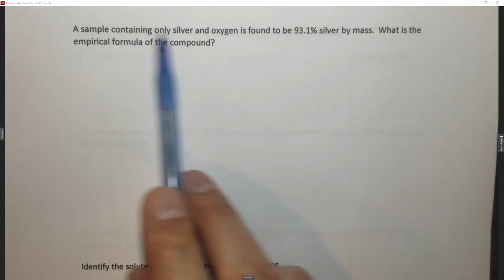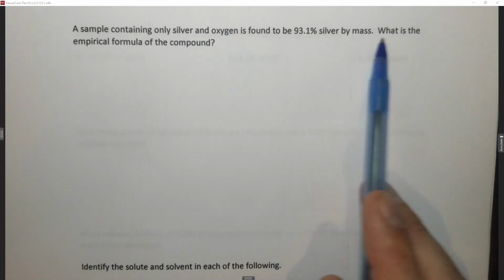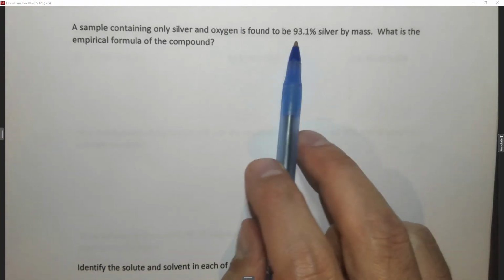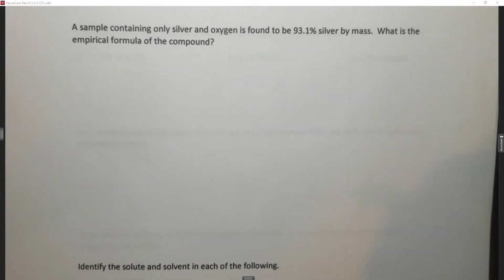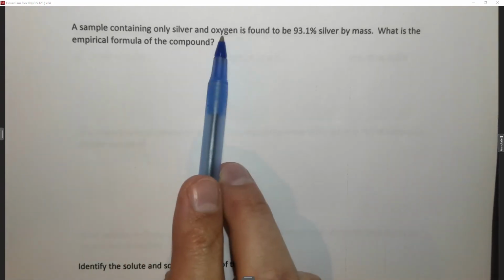The question says, a sample containing only silver and oxygen is found to be 93.1% silver by mass. What is the empirical formula of the compound? So in this case, we're given the mass percent instead of the actual masses. Well, the first thing we want to do is find the percent of oxygen.